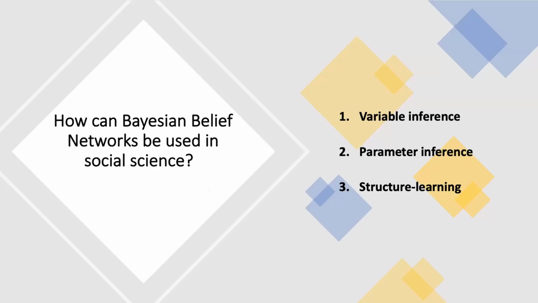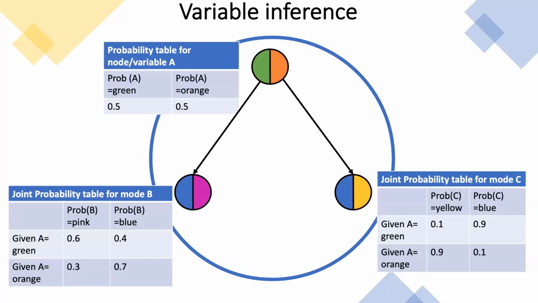Let us begin. In social science, BBNs are typically used in three ways: for variable inference, parameter inference, and structure learning. In variable inference, there is a given structure and set of probability tables. Then, given new evidence or an observation in the network, you can infer the state of another variable in the network. Here, if we observe C to be yellow, given the probabilities of these events, we can infer A is likely orange.